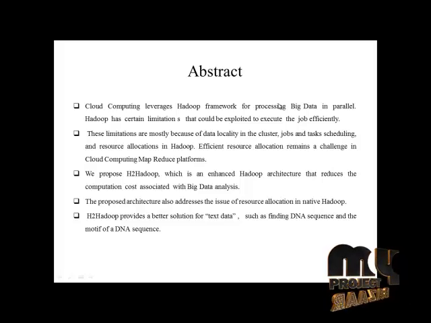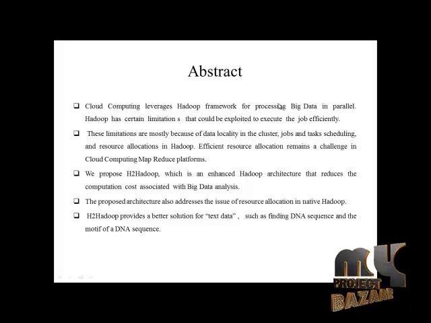Clustering means we separate our data based on an attribute. So there is locality in the cluster, the jobs, and task scheduling. The scheduler allocates a particular job to some users, and there is resource allocation in Hadoop. Efficient resource allocation remains a challenge in the cloud computing MapReduce platform. We propose H2Hadoop, an enhanced Hadoop architecture that reduces the computation cost associated with big data analysis. The architecture also addresses the issue of resource allocation in native Hadoop.